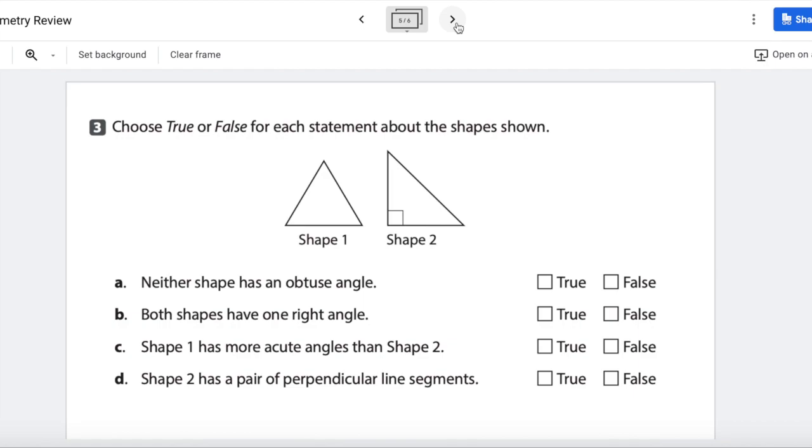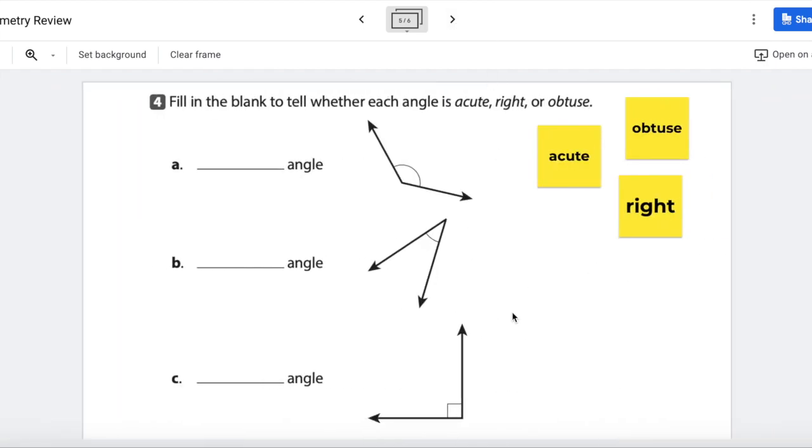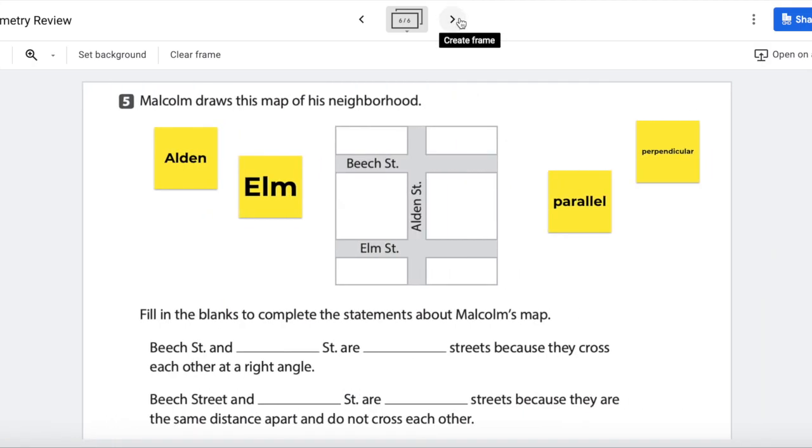All right, next page. For this one, I made it a little easier by putting the possible answers on sticky notes, so you can just move them onto the line where they belong. You're going to move the sticky notes to tell whether each picture shows an acute angle, a right angle, or an obtuse angle. On this page, I also made sticky notes so you can fill in the blanks.